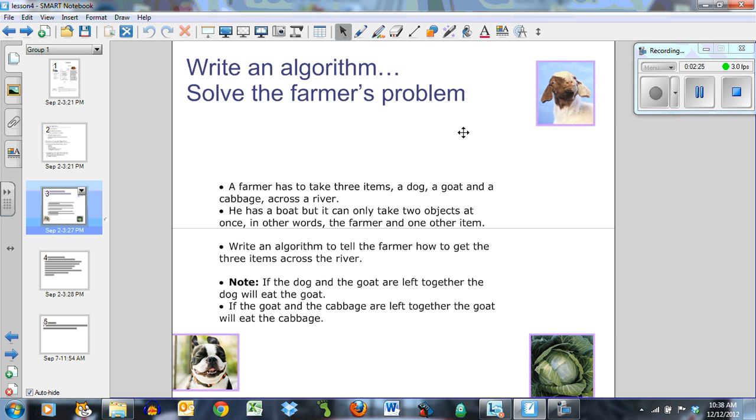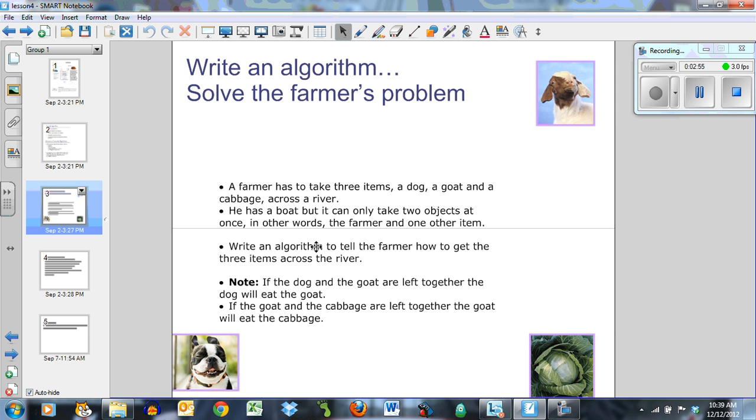So here's a little practice assignment, and this is a classic question: to write an algorithm to solve the farmer's problem. The farmer has 3 items. He's got a dog down here, he's got a goat up here, and he's got a cabbage to take across the river. And he only has a boat. He can only take 2 objects at once. In other words, the farmer and 1 other item. The boat is no bigger than that, okay? So write an algorithm to tell the farmer how to get the 3 items across the river. And there's a couple of restrictions here.